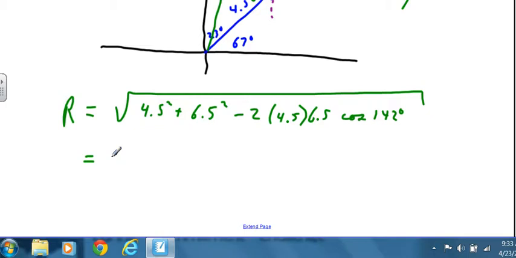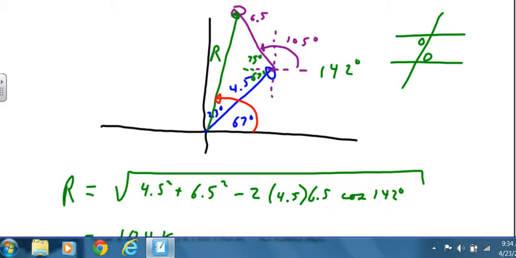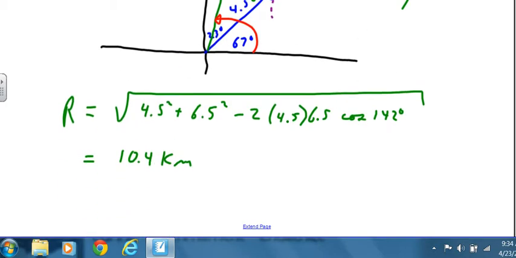And I end up with 10.4 kilometers. Am I done? No, I'm not done yet. I still need to find this angle. Okay, well, how am I going to find that angle? Law of sines. Okay, so the angle I don't want, because I'm going to find this one here.